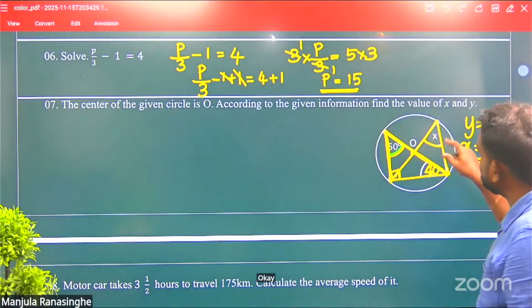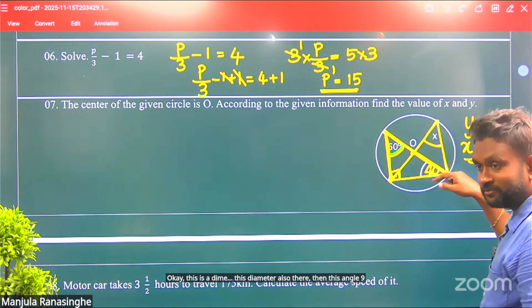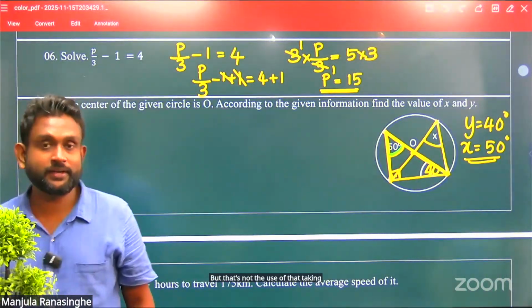Okay, this is a diameter, this diameter is also there. Then this angle you can mark as 90 degrees, but that is of no use in getting to our answer.